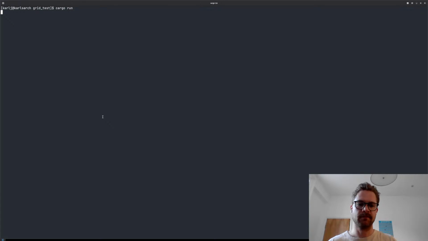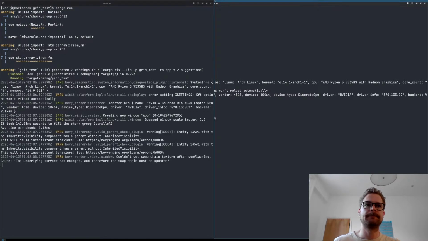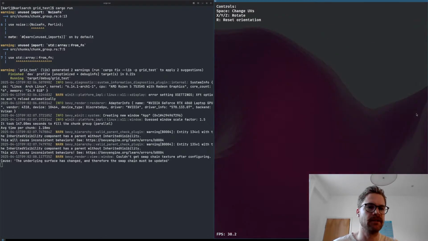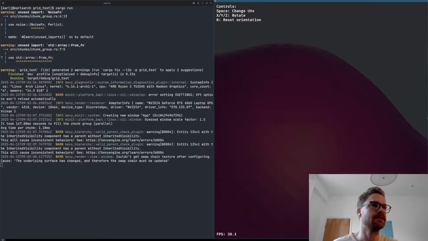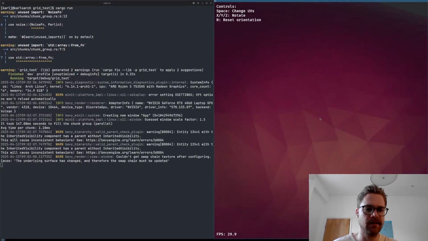Just want to run it again. Now it didn't crash. For some reason, the frame rate has dropped. Yesterday when I did this, it was like 80, I promise.